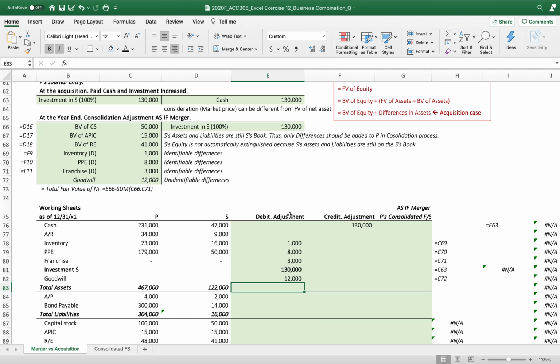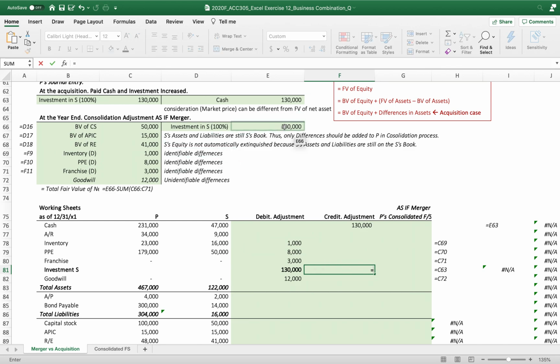Now, what else? There you go. Investment in S, in the consolidation adjustment procedure, it should be removed. As I mentioned earlier, the $130,000 investment is no longer an investment account on the consolidated financial statement. They have to show 100% merger, as if merger. Because their company controls 100% of the S company.